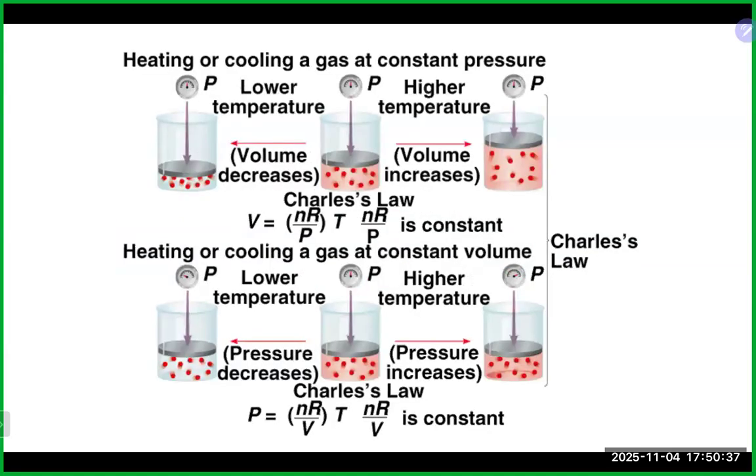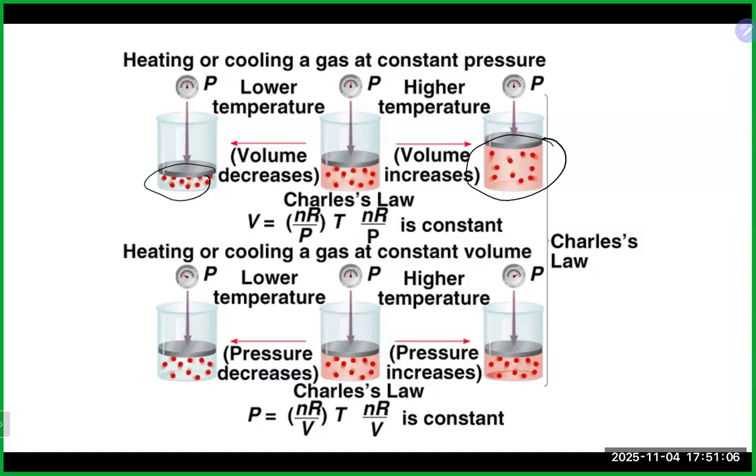We saw our Charles' law here again. Our volume will increase to keep the pressure from going crazy. But in this case, with a lower temperature, we will have a lower volume. And again, it's that volume that will adjust to allow the pressure to remain constant.